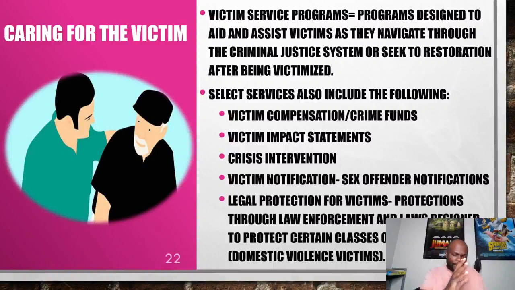You have victim compensation crime funds, where victims can receive monetary compensation for being victimized. You can offer a victim impact statement, which is talking about how the victimization has impacted you or your loved one. There are also legal protections that exist as well. Victim notification is also prevalent.